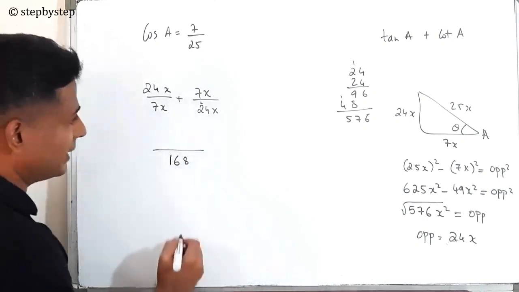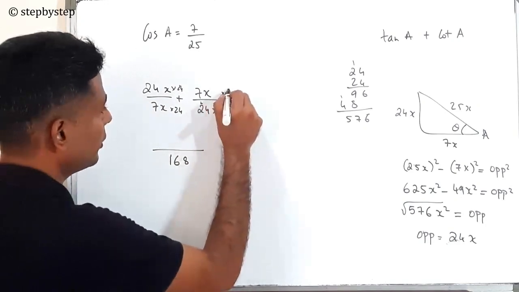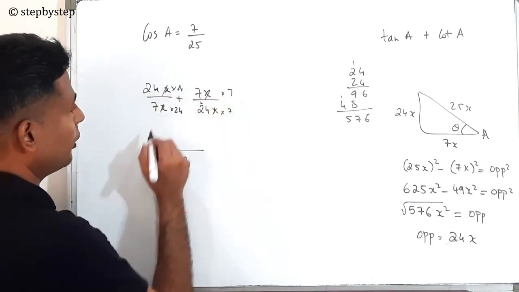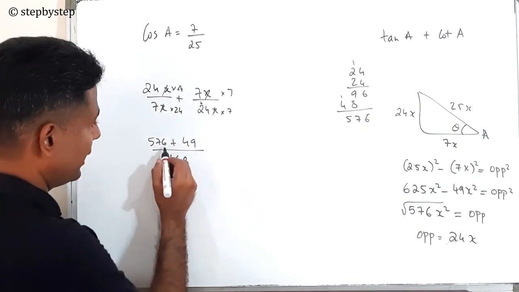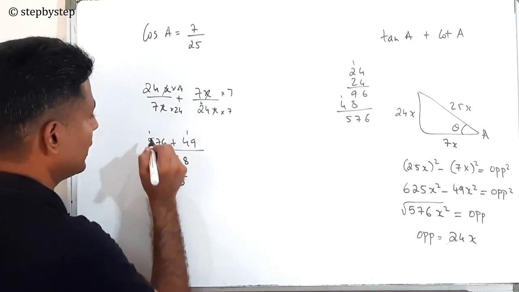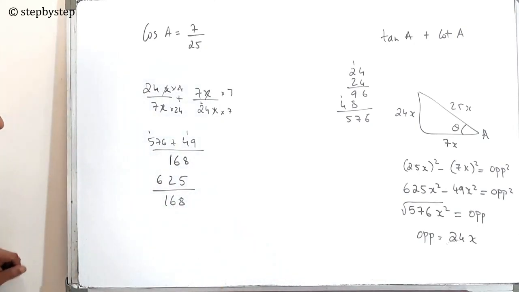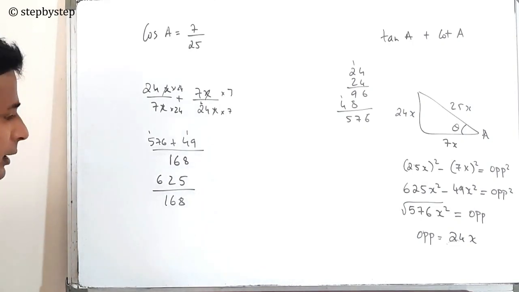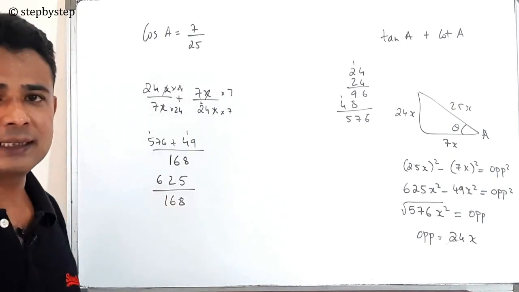So 7 fours are 28, 7 twos are 14, 15, 16, so 168. So here into 24, here into 24, here into 7, here into 7. So 24 into 24, this x and x cancel, guys, remember. 24 into 24, 576, plus 49. So what do we get? 6 plus 9, 15, 1, 5 plus 7, 12, 1, so 625 by 168. Is it possible to simplify this further? Can you divide both by any number? This cannot be simplified further, which means the answer is 625 by 168.